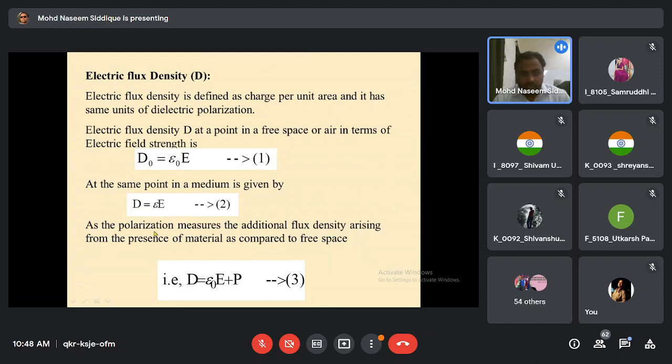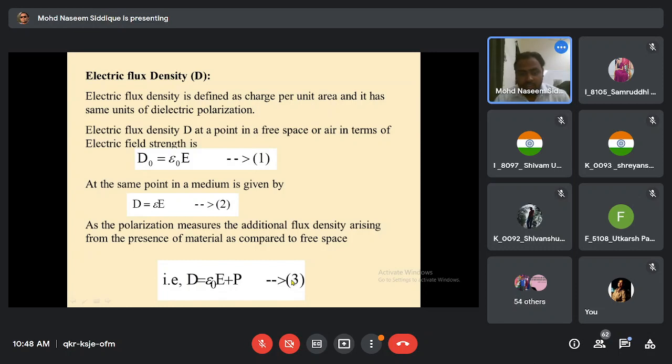As the polarization measures the additional flux density arising from the presence of the material as compared to free space, we can finally write the relation, equation three, using relations 1 and 2: D is equal to epsilon naught E plus P. This is the main equation responsible for the polarization, as well as the dielectric constant.